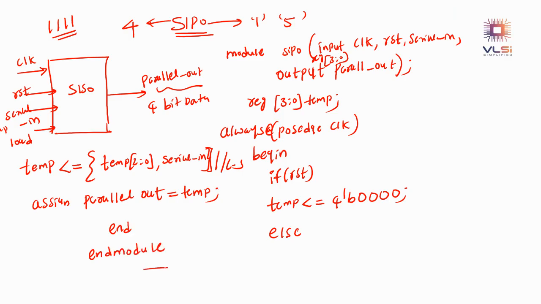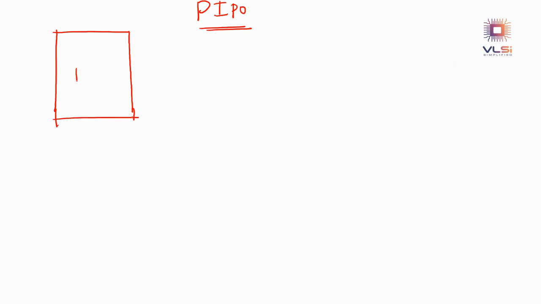Next, PISO, parallel in serial out. Okay, so if you see PISO, this is parallel in serial out. So you have clock, next reset, and next you have load, and you have parallel in data.